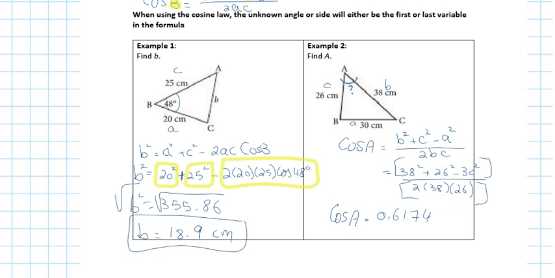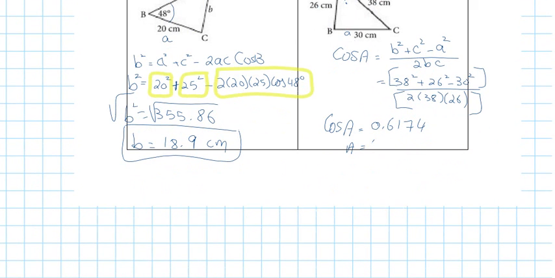So that's going to be A is equal to cos inverse of 0.6174. And then what do you get for this? Degrees, and is that all rounded and perfect? Excellent. So remember that your angles should be to the nearest degree. So that's going to be 52 degrees.